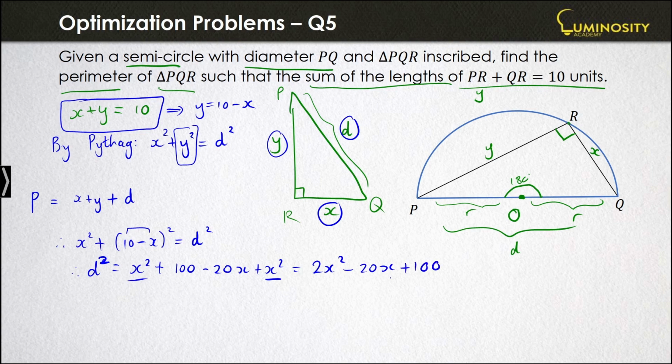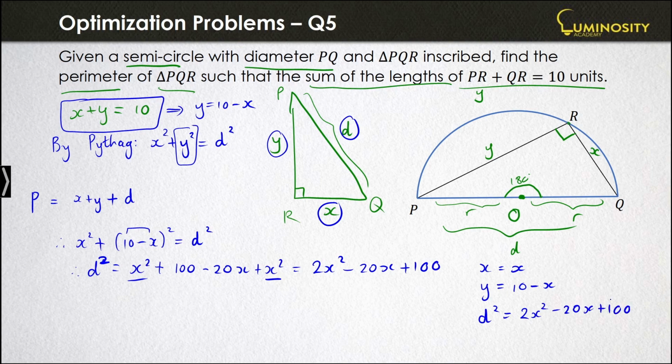Look at this now. I have d squared in terms of x values. So what have we actually got here? We have x as a variable, and y can be written in terms of x as 10 minus x. I'm going to say x equals x there. And then for d, I'm just going to write d squared, which is also written in terms of x: 2x squared minus 20x plus 100.